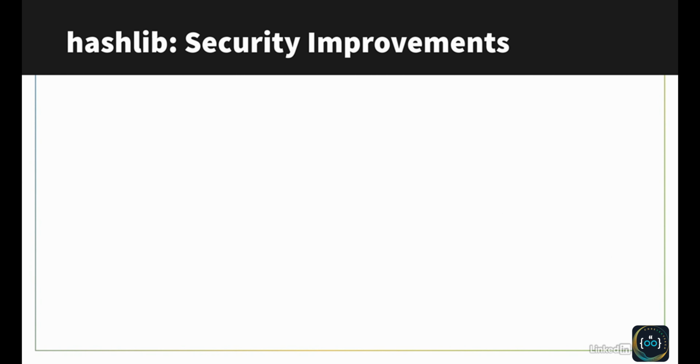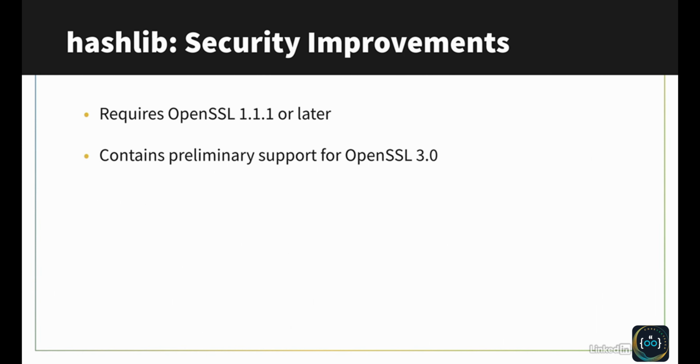The hashlib module has many improvements which bring it in line with industry standards. For a start, it now requires OpenSSL 1.1.1 or newer, and it also has preliminary support for OpenSSL 3. The pure Python fallback of the password-based key derivation function, which uses HMAC as a pseudo-random function, has been deprecated. In the future, this will only be available when Python has been built with OpenSSL support.